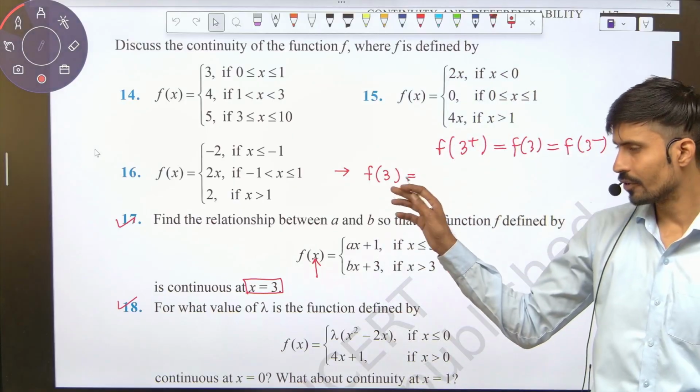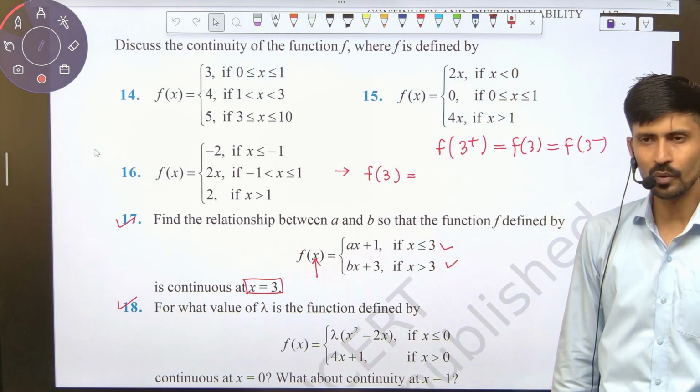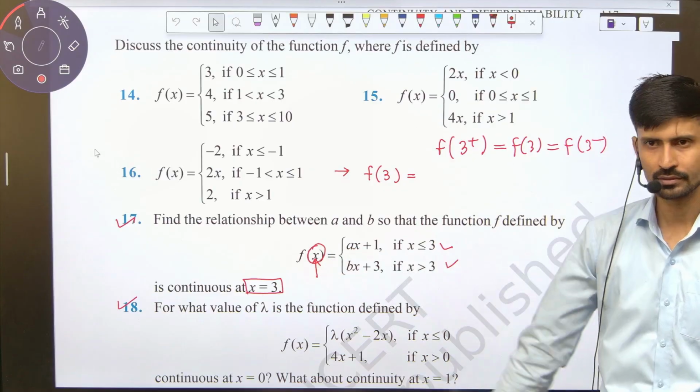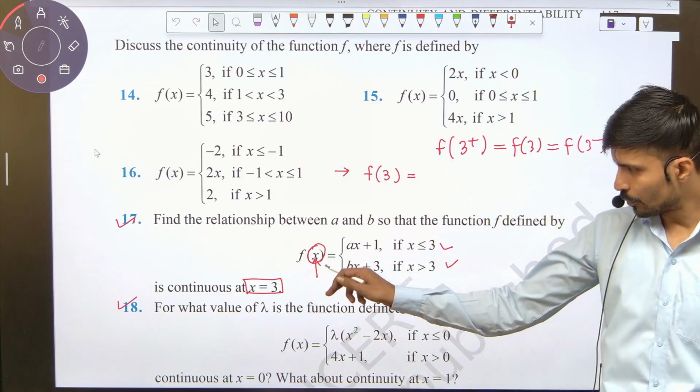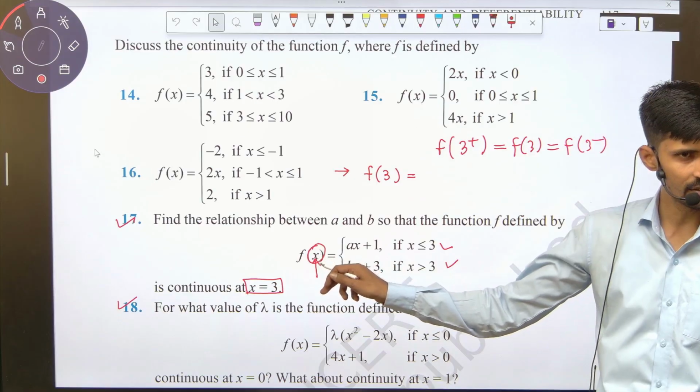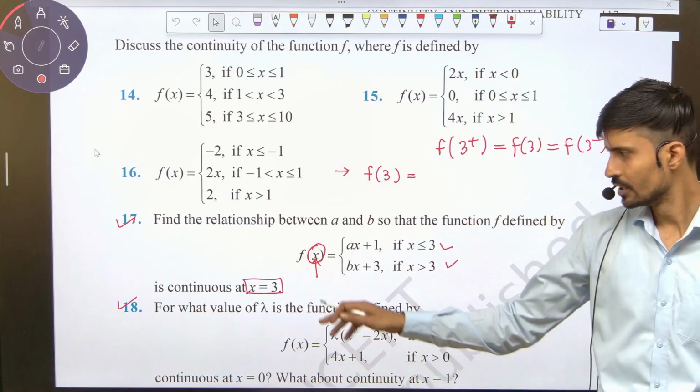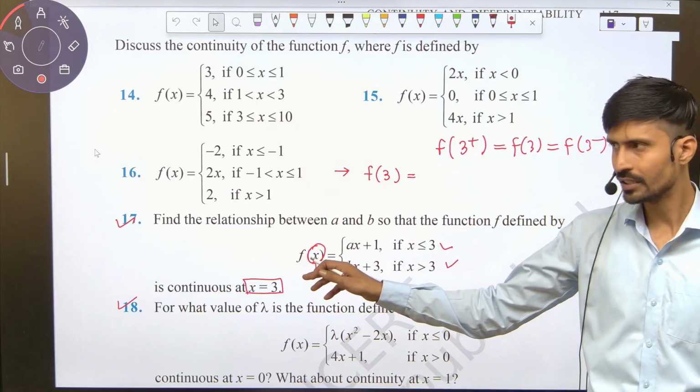I want to find f of 3. How will I get f of 3? When at place of x I will put 3. So when I am putting 3 at place of x, we'll not only put it on the left side, we'll put it on the right side also. Both sides I will put x as 3. So at place of this x I will put 3. That will become f of 3.